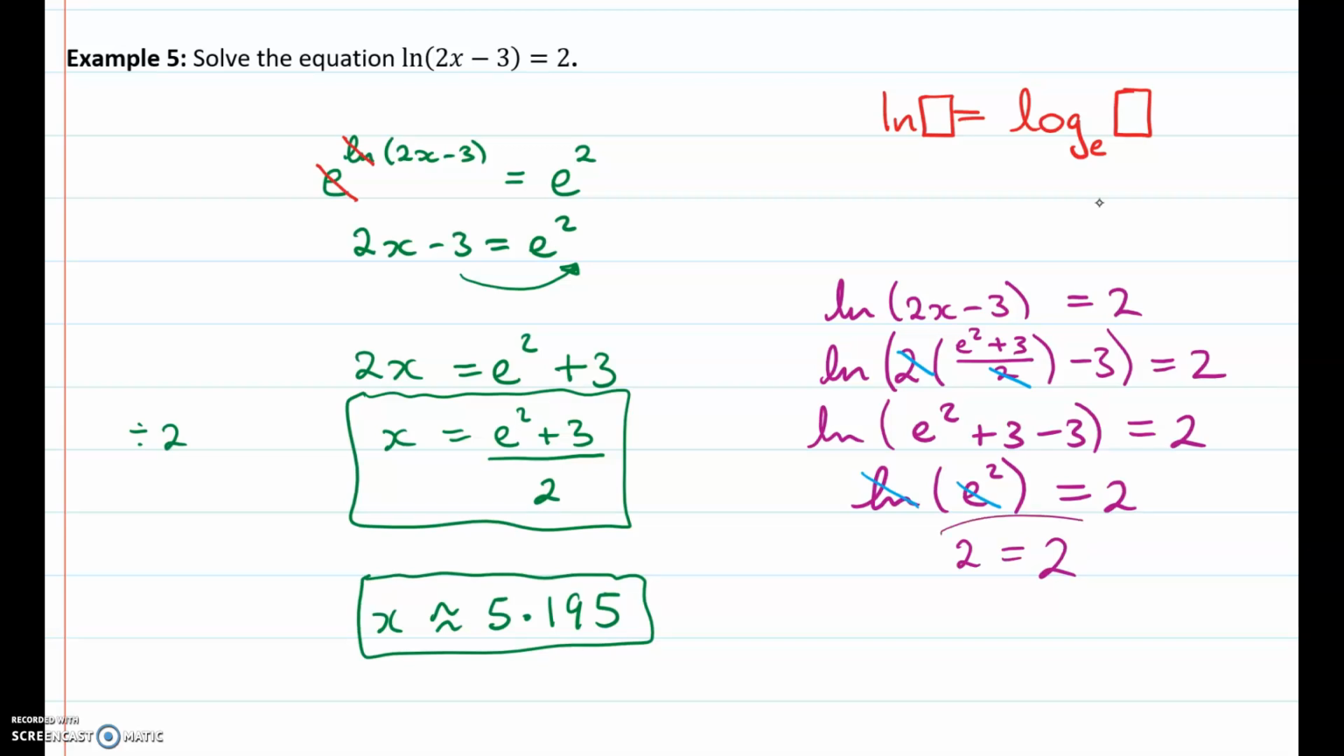so that part is fine, and this is the correct answer.